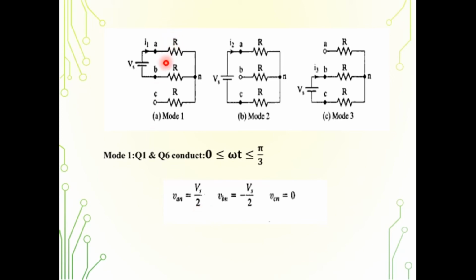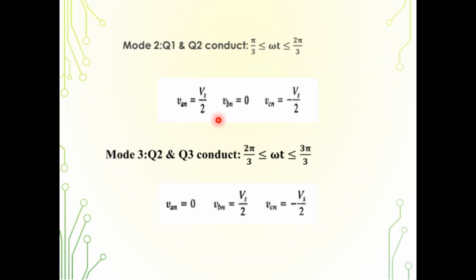In this case our R equivalent is 2R, VAN is I1 into R, VBN is minus I1 into R. Similarly, we can obtain VAN, VBN and VCN. So this is about the 180 degree and 120 degree conduction of the 3-phase inverters. Instead of having 3 single phase inverters, which need 12 transistors and 12 diodes, we can achieve the same with 6 transistors and 6 diodes. Thank you.